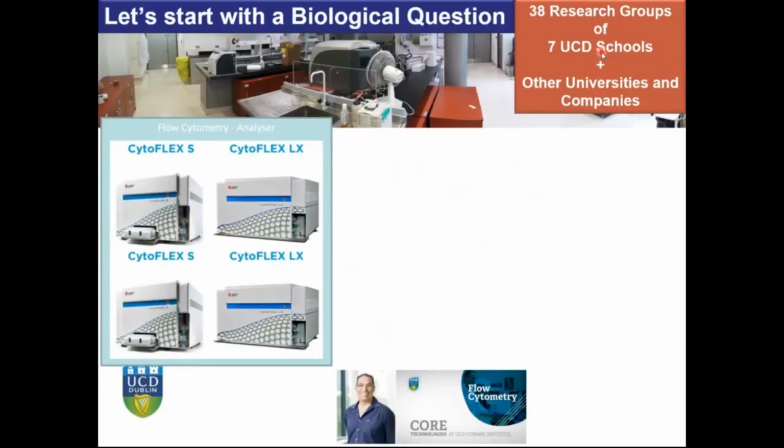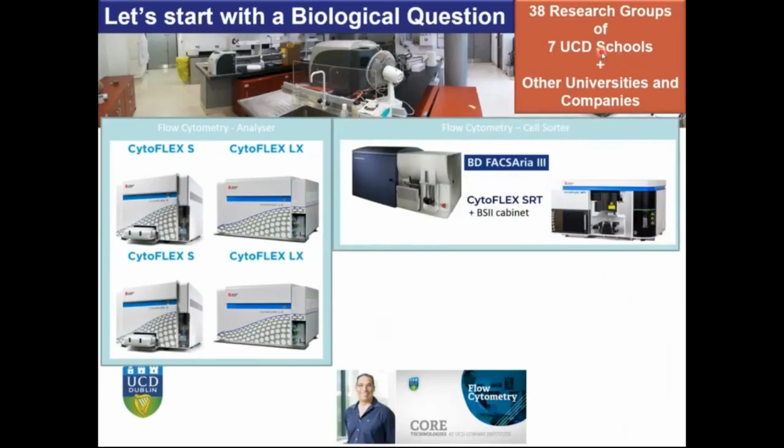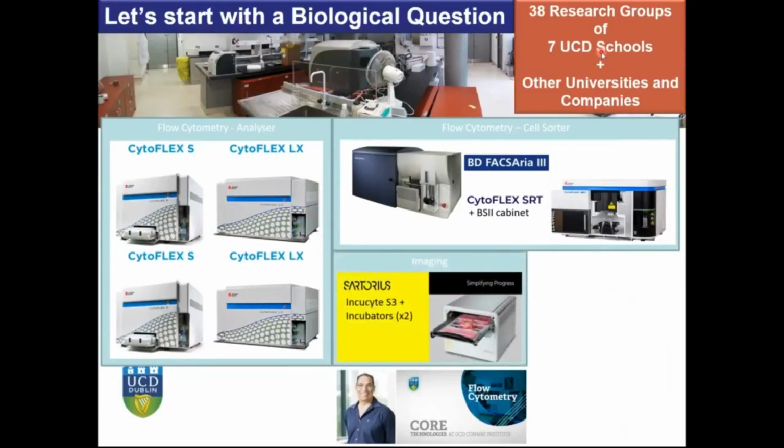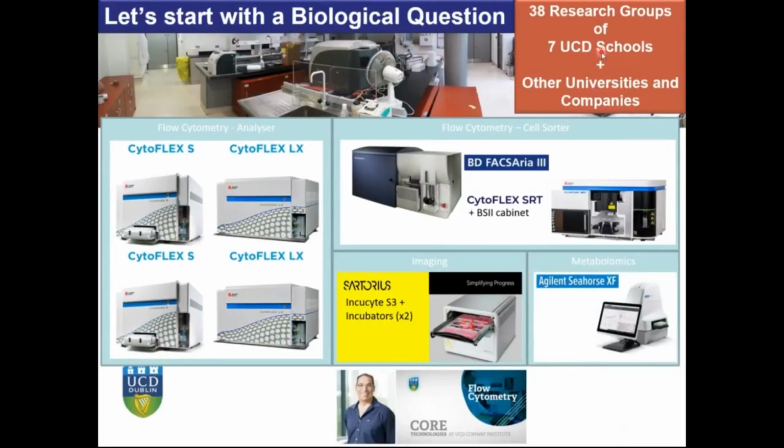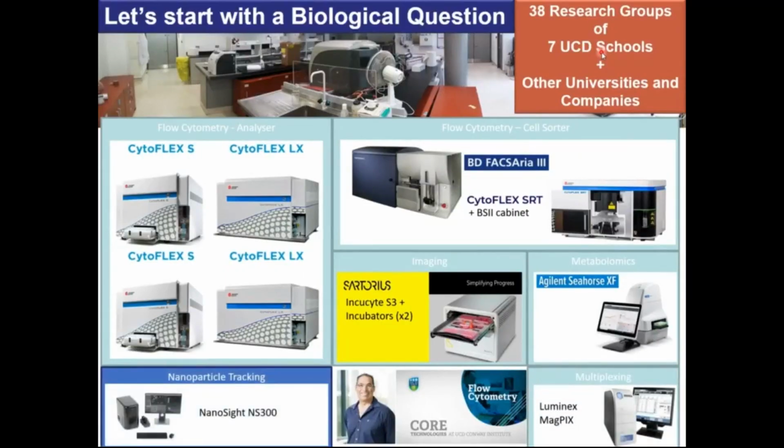So what we have at the moment in the facility are 4 different analyzers, 2 CytoFLEX S and 2 CytoFLEX LX. One of the CytoFLEX LX has the ultraviolet laser configuration. The other one has the near UV configuration. Then we have 2 sorters, the FACSAria III upgraded, and the CytoFLEX SRT. This one is placed into a biosafety 2 cabinet. We also got an IncuCyte that we have inside an incubator just to look at the cells grow. Also, we have the Seahorse to look at the kinetics of our cells and look at the respiration. Also, we have the Luminex MagPix, and finally, we have the NanoSight NS for nanoparticle tracking.